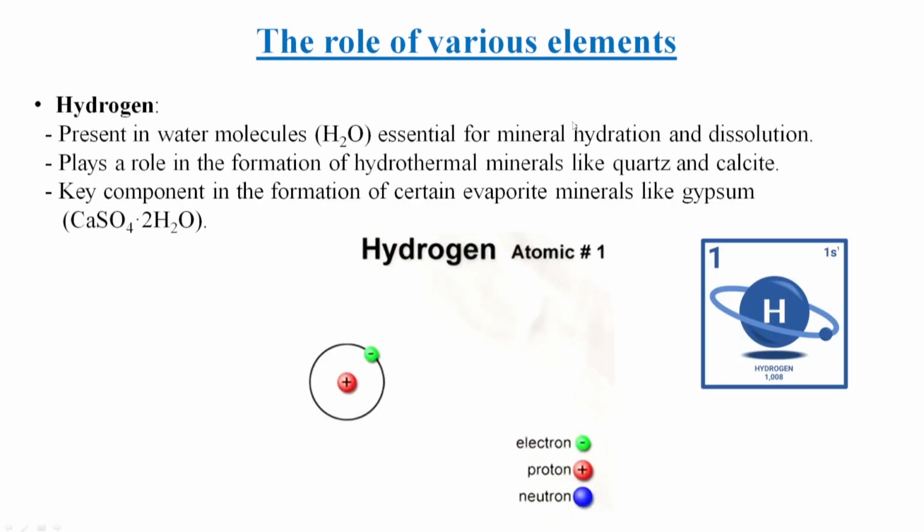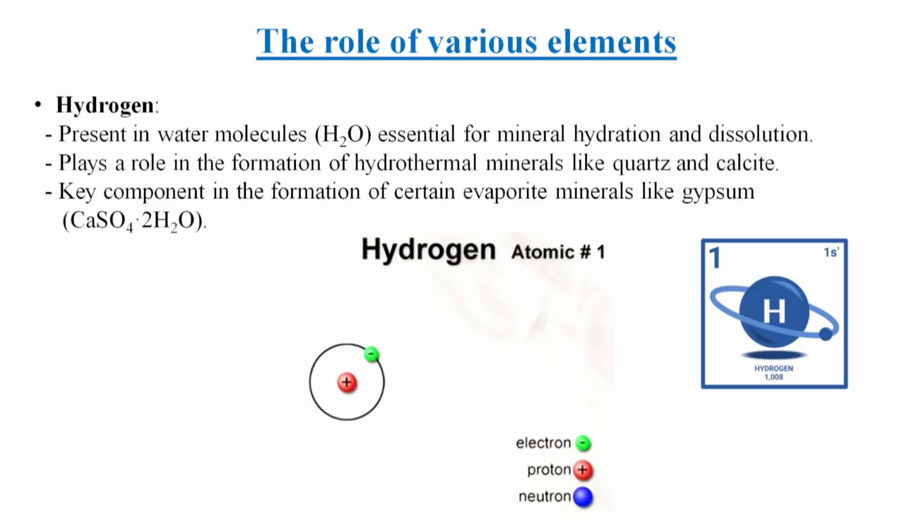Now, before looking into minerals in totality, you should also know about the role of various elements. Obviously, we will not be talking about every element in the periodic table, but just to mention a few and their role, because these are the most commonly occurring elements in any mineral, or specifically rock forming minerals. That means the minerals which are dominantly responsible for the formation of any rock.